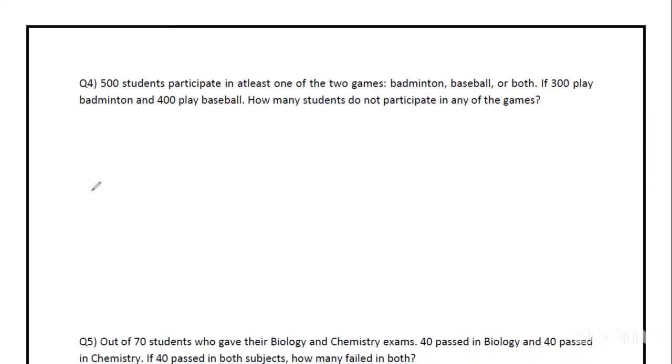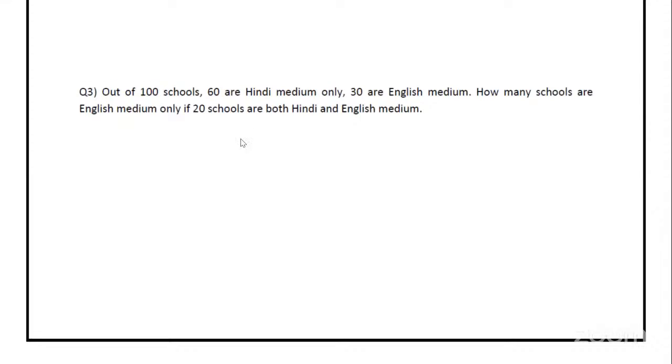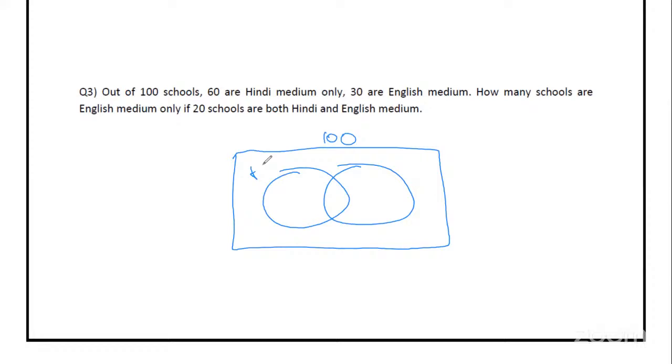Okay, moving on to next question. Hang on. Yeah, question 3. Okay, right. So there are 100 students out here, 100 schools out here. Hindi medium, English medium. So Hindi, English. So out of 100, 60 are Hindi medium only. So 60 will come here. 30 are English medium. So 30 will come outside. How many schools are English medium only?